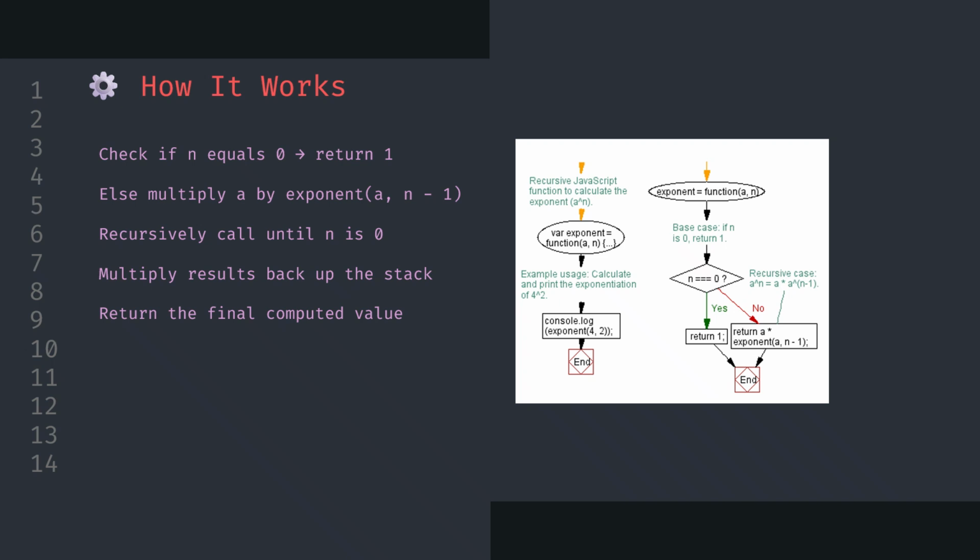This function reduces the problem by decreasing the exponent with each call. Each step multiplies the base a by the result of a smaller problem. When n hits 0, it returns 1 and stops the recursion. This structure makes it easy to understand and implement.